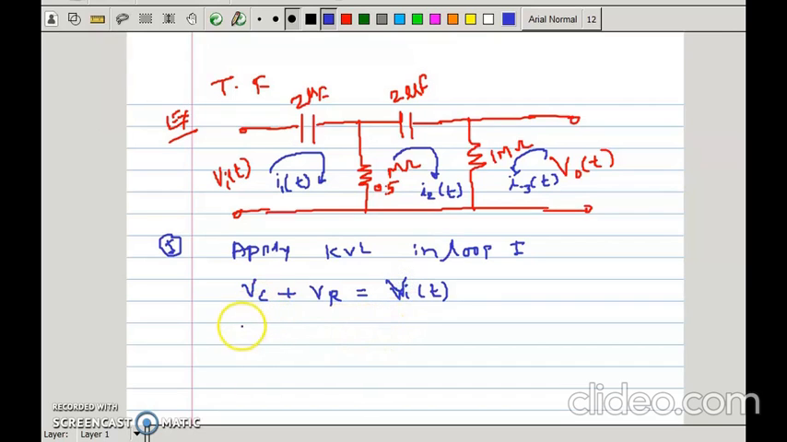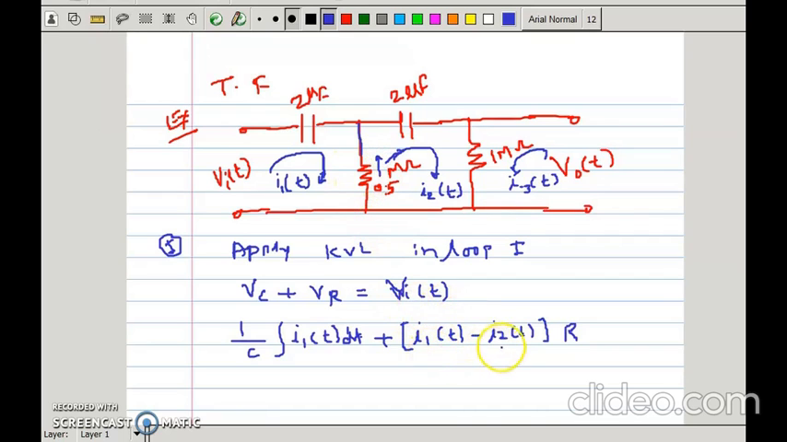What is the voltage drop across the capacitor? As we know, it is 1 upon C integration of I1 of t, plus the voltage drop across the resistor, which is I1 of t minus I2 of t, into R. See, as we consider this branch, there are two currents flowing in it. I1 of t flows downward and I2 of t flows upward, right? So that's why we are taking the subtraction here. So I1 minus I2 into R is equal to VI of t.